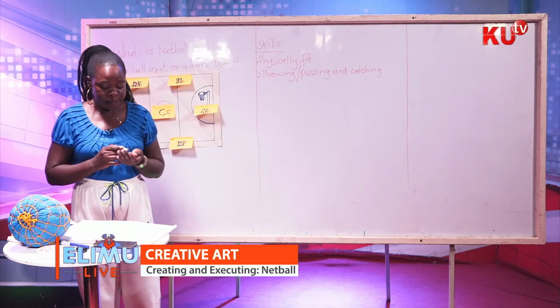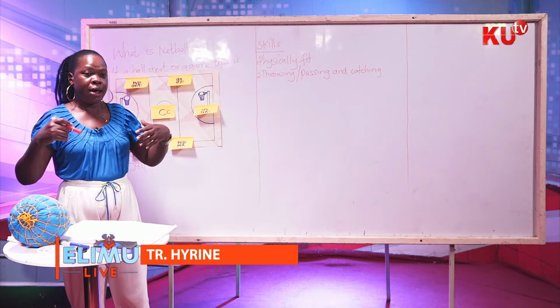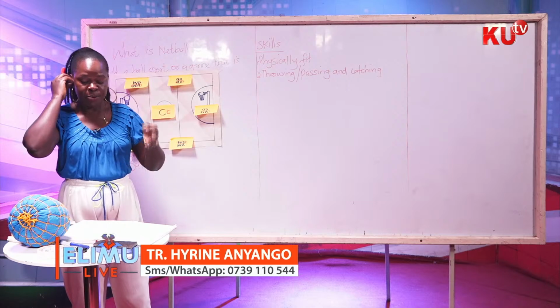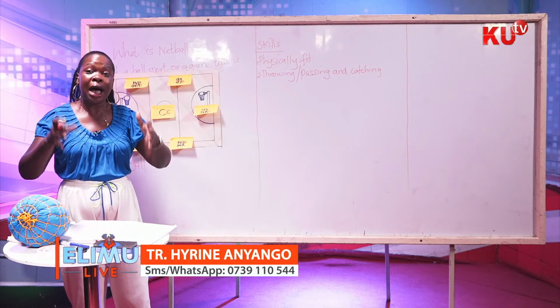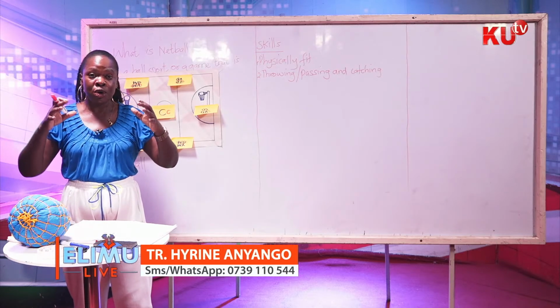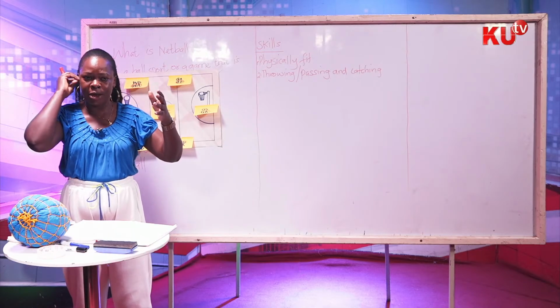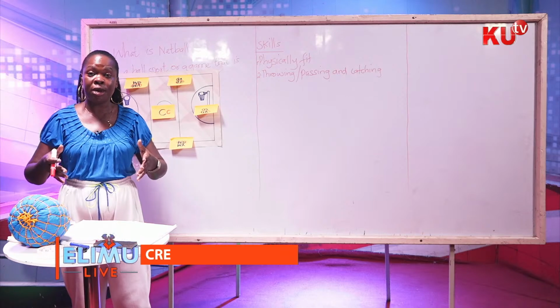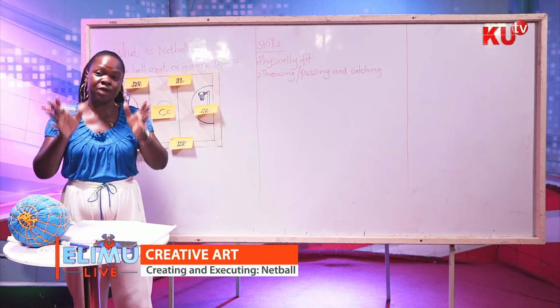The moment you receive the ball, you are supposed to pass it. Now, you will not be able to receive this ball unless you have trained your eyes to look at the ball from the direction where the ball is coming from, and coordinate together with your hands and be able to receive the ball well.